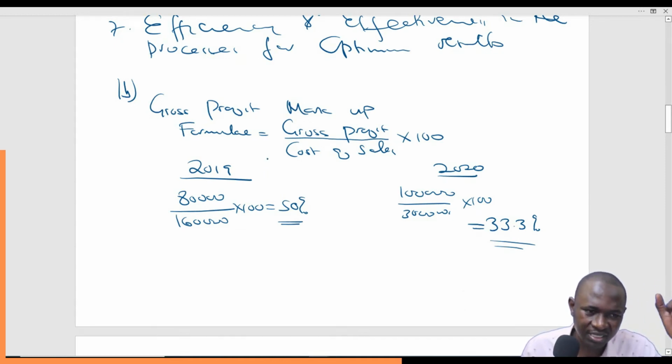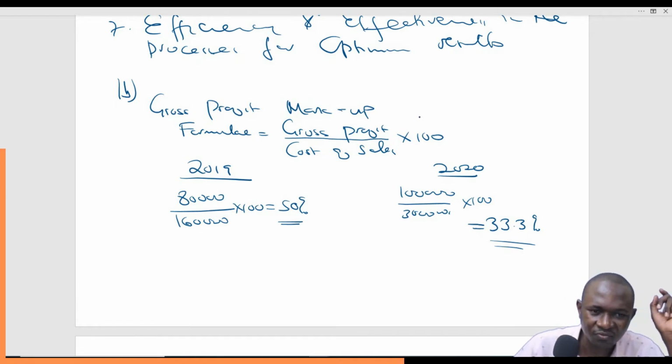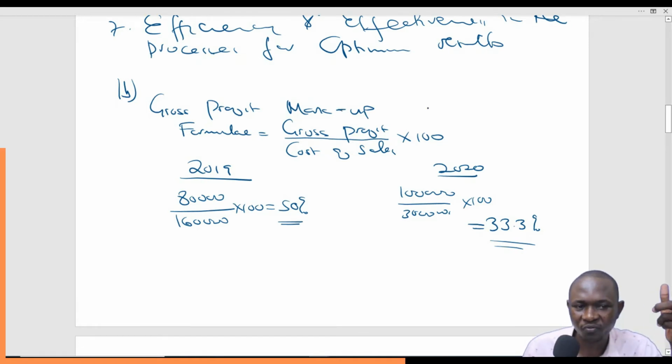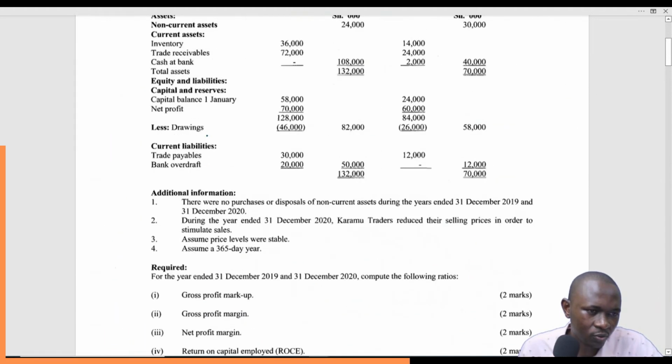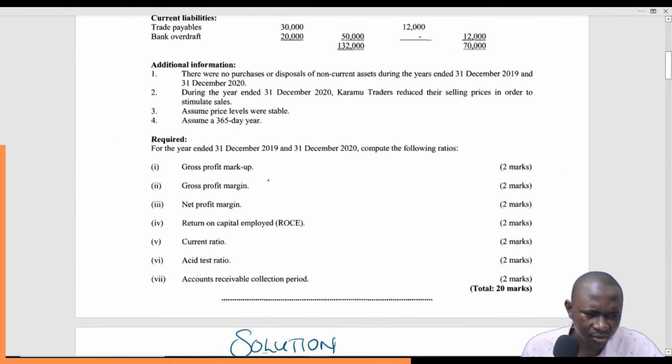Markup is gross profit over cost of sales. There's a difference between gross profit markup and gross profit margin. What is very common is the gross profit margin. Markup is gross profit over cost of sales. So let's come back here to the second part. We are done. So this is 2 marks.